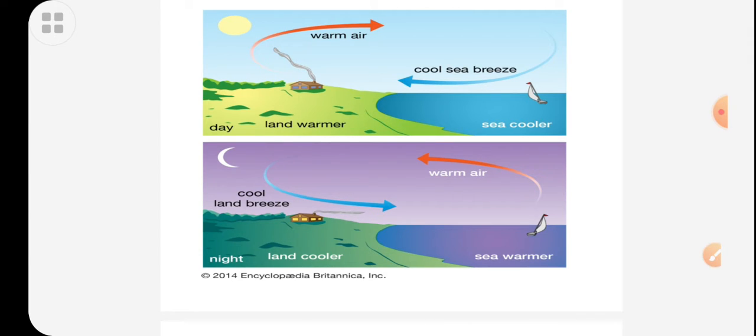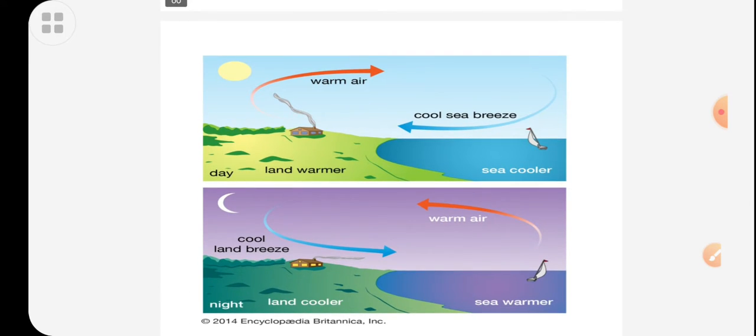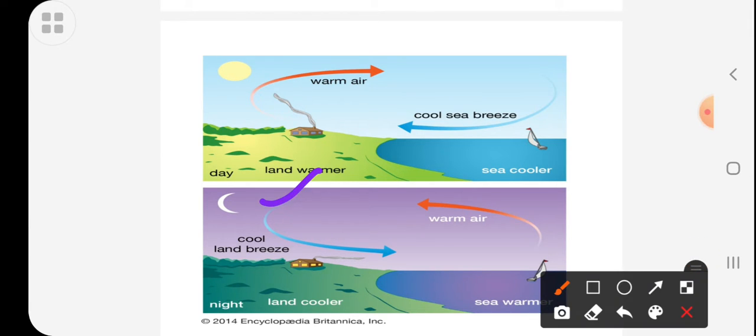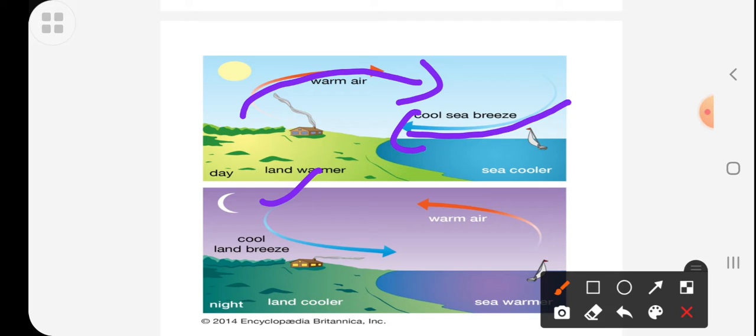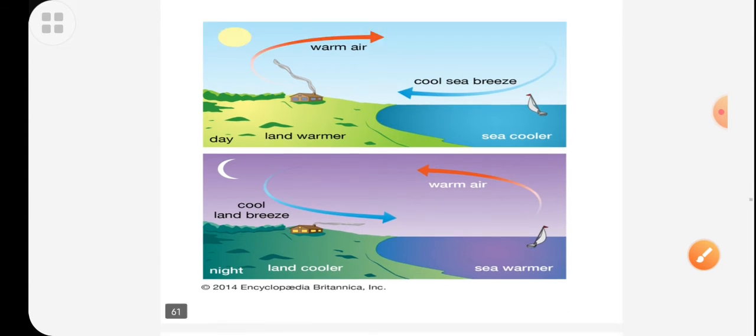Sea is cooler, land is warmer. This particular thing happens during the daytime. We know that the landmass is warmer, so warm air moves to the cooler side, and the cool sea breeze moves to the landmass region. During the daytime the warm air comes to the land side, and the land region is cool in the night because the sun is not there, so that's why they are reciprocal.